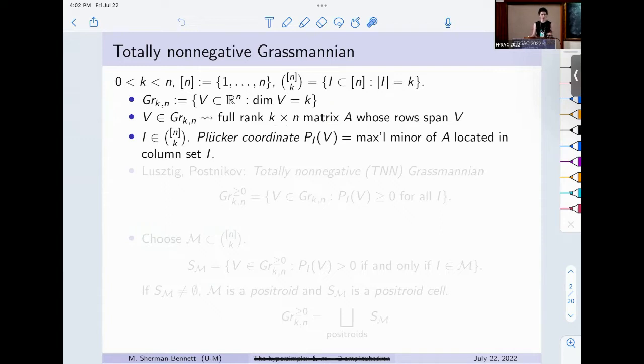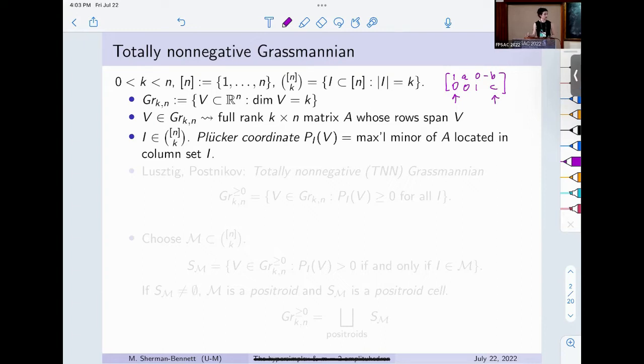Okay, and I still have these Plücker coordinates indexed by k-element subsets of 1 through n. So pick one of these, call it I, and just like in Sarah's talk, the Plücker coordinate p_I of V is just the maximal minor of a representative matrix for V that's located in column set I. To be very concrete here, maybe the representative matrix I pick looks like this, where a, b, and c are some real numbers. Then the Plücker coordinate, say p_14, I compute by looking at the first column and the fourth column of this matrix and taking the determinant of that square submatrix. So I would get c as p_14.